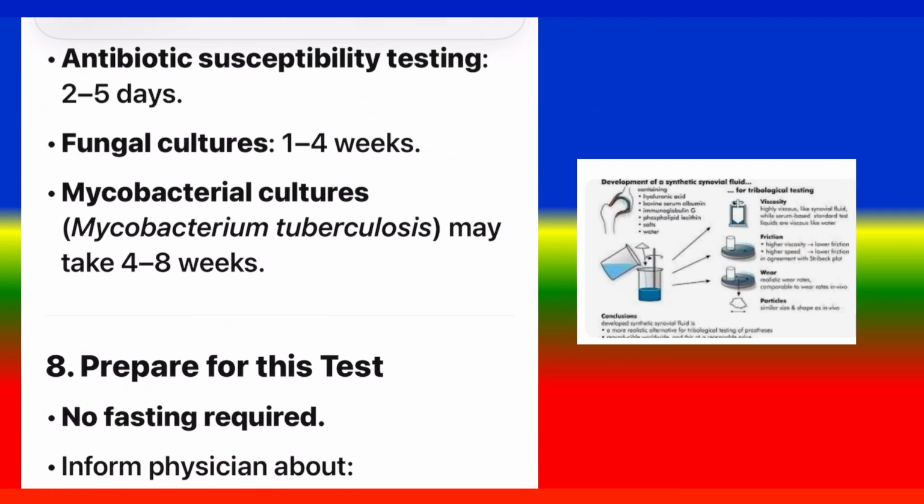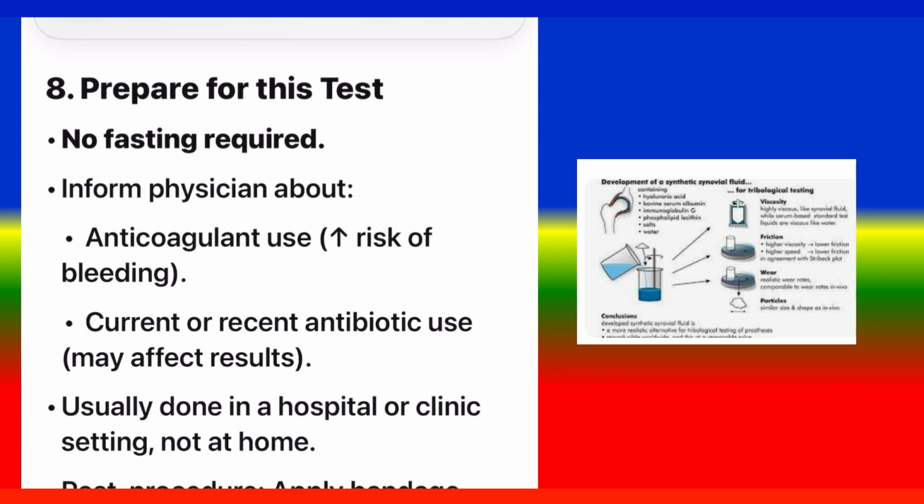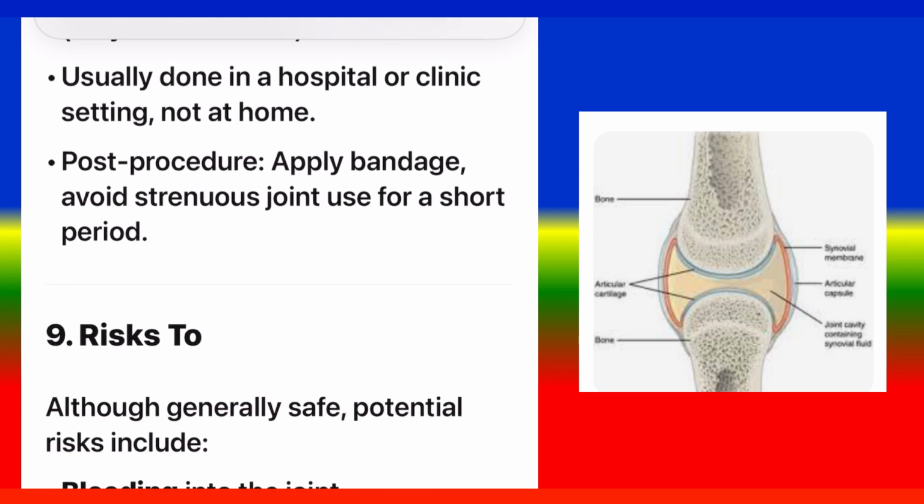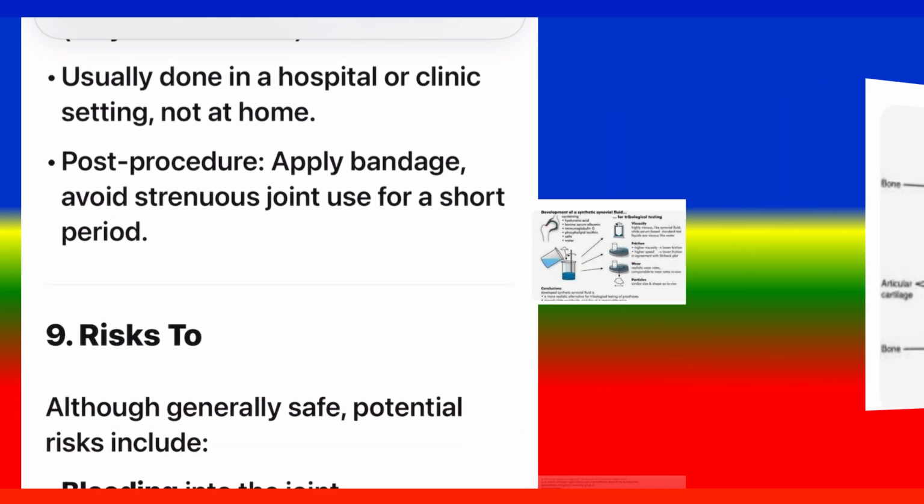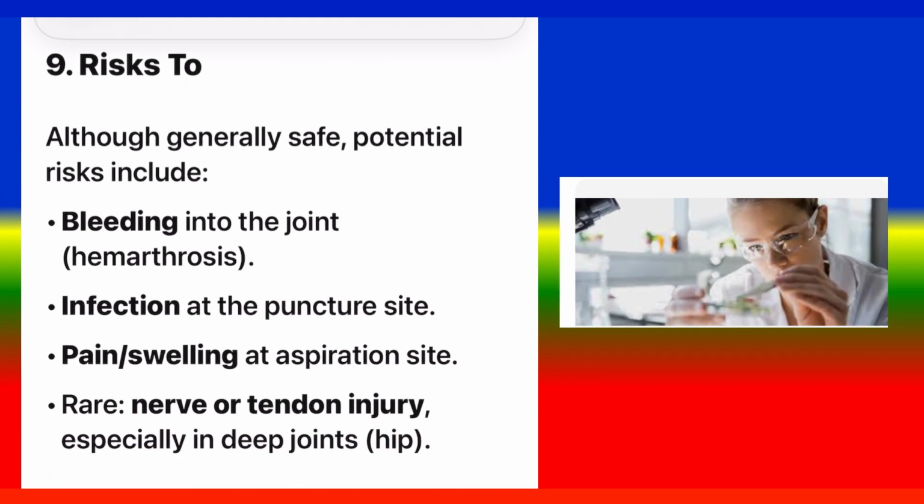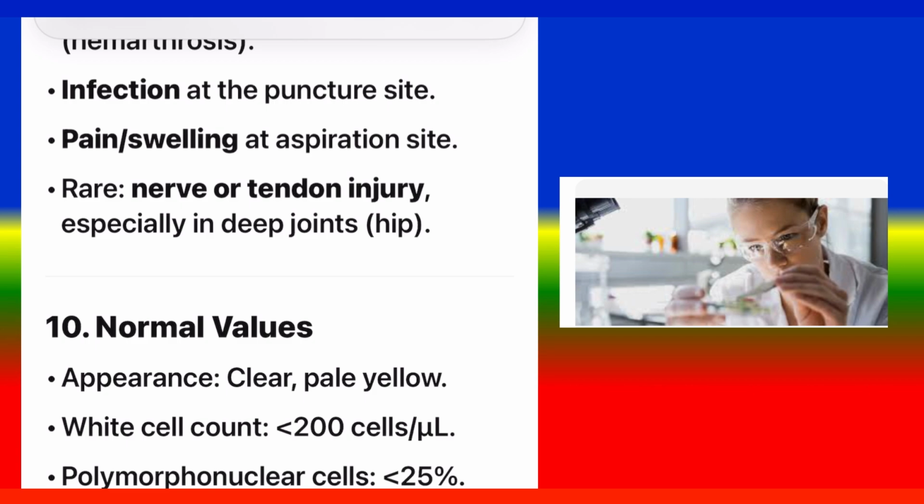8. Preparing for this test. No fasting required. Inform the physician about anticoagulant use, risk of bleeding. Current or recent antibiotic use may affect results. Usually done in a hospital or clinic setting, not at home. Post-procedure, apply a bandage and avoid strenuous joint use for a short period. 9. Risks. Although generally safe, potential risks include bleeding into the joint, hemarthrosis, infection at the puncture site, pain, swelling at the aspiration site, rare nerve or tendon injury, especially in deep joints, hip.